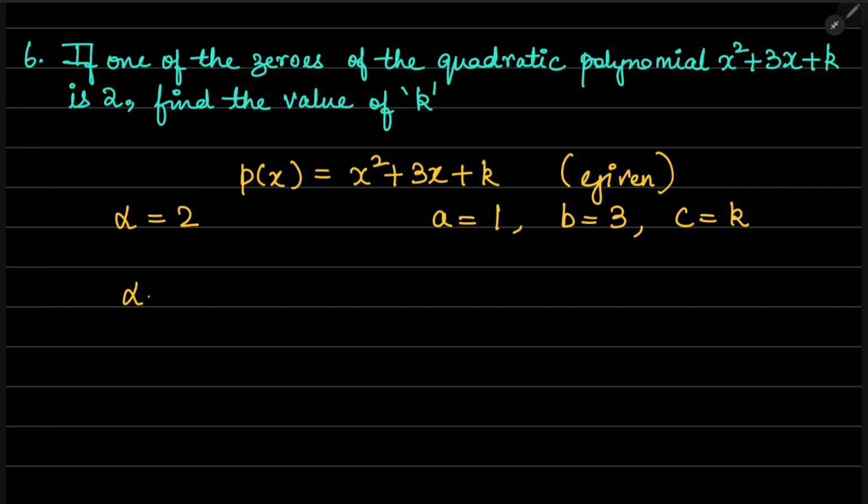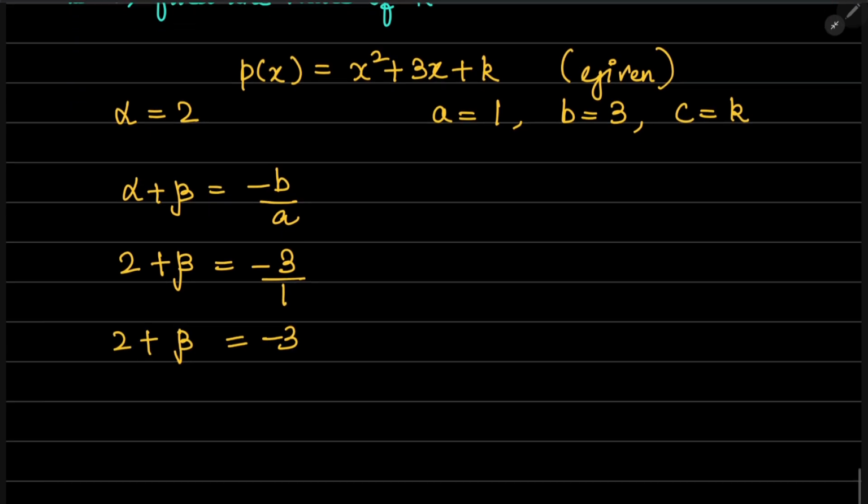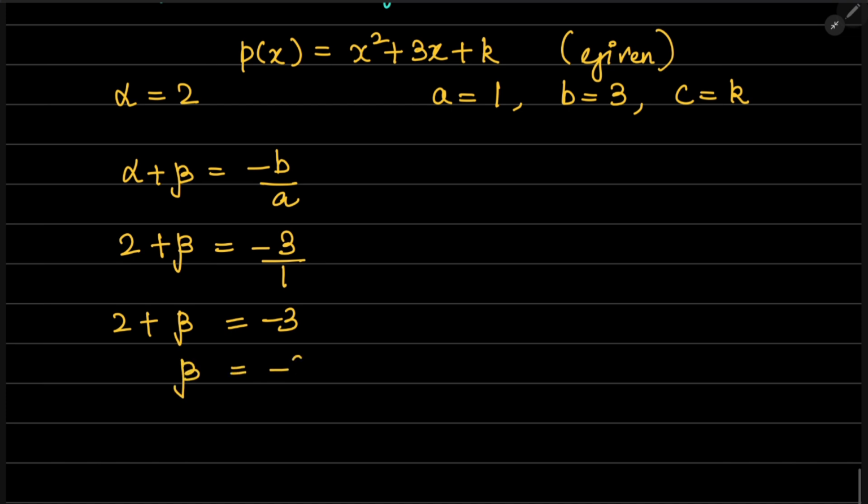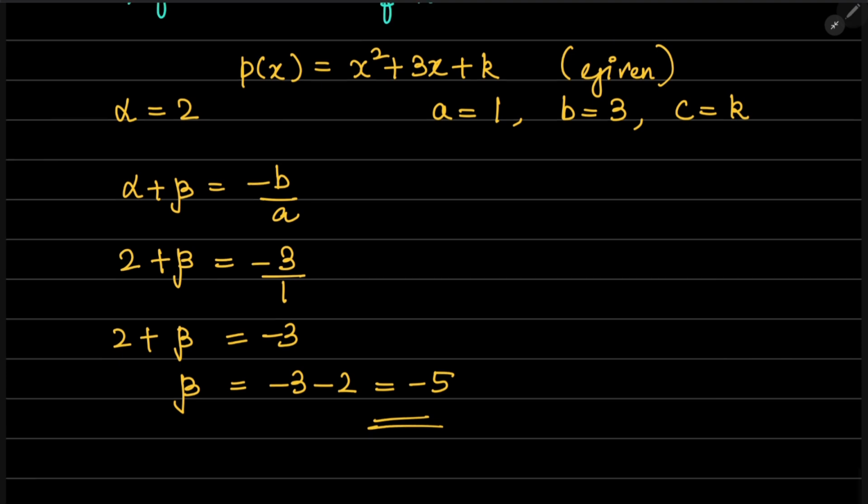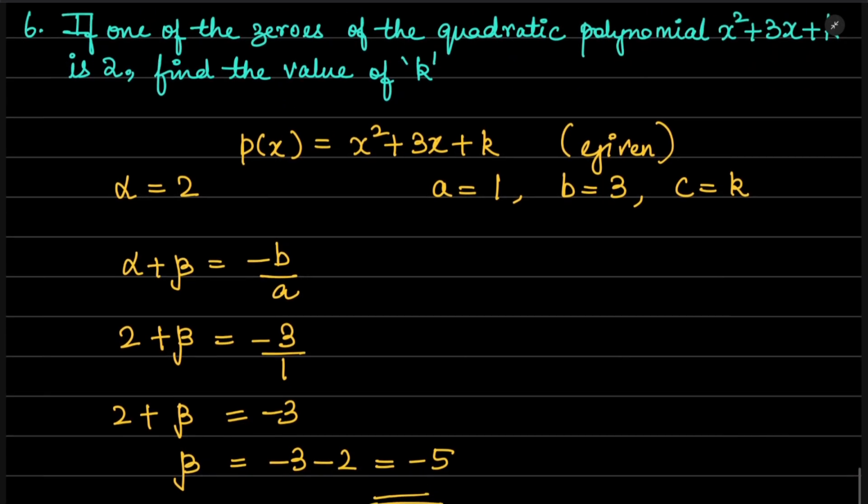So what is the sum of the zeros? Alpha plus beta equal to minus b by a. What is alpha? 2. What is beta? We don't know. Equal to what? Minus b by a, minus 3 by 1. Right? So 2 plus beta equal to minus 3. And you have beta equal to minus 3 minus 2. If it goes to the other side, it will become minus 2. So what do you get? You get minus 5. Okay, so beta equal to minus 5. But are you asked beta? No, you are asked to find the value of k.